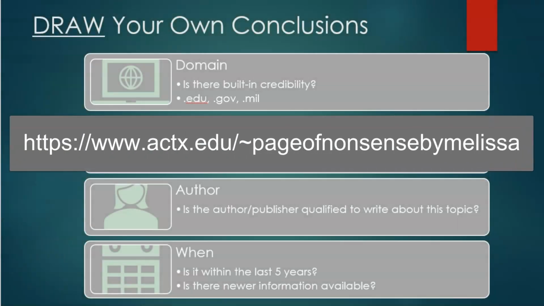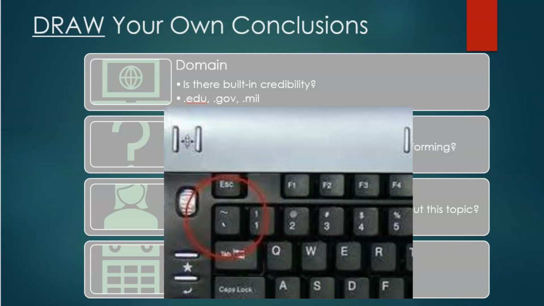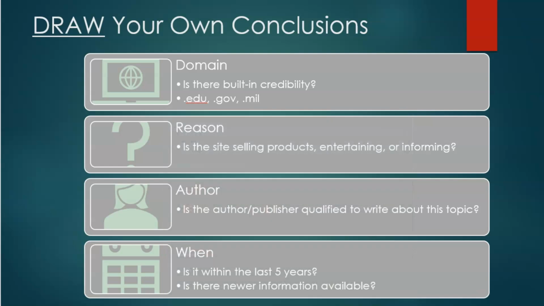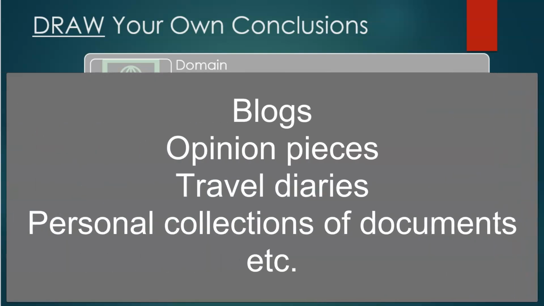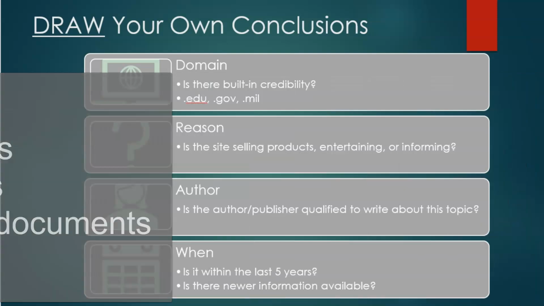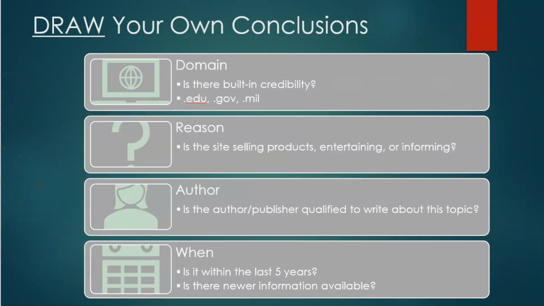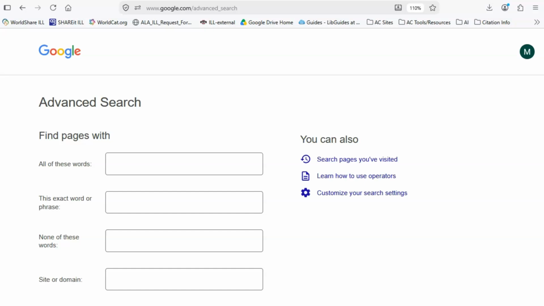If you see a tilde anywhere in the URL, it's this waving line that's in the top left corner of keyboards. Do not trust that particular page. Often, those are pages that aren't maintained by the institution, but are managed by individuals who might not always know what they're talking about.